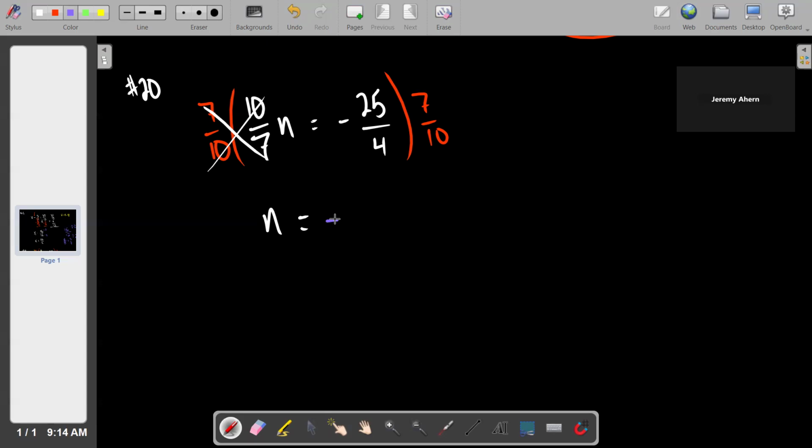So here it goes. What you don't want to do is what I'm about to do. You don't want to go, oh, 7 times, if I had 7 quarters in my pocket, I got $1.75, and then 4 times 10 is 40. Because now you got to reduce that behemoth fraction. I don't want to do that.